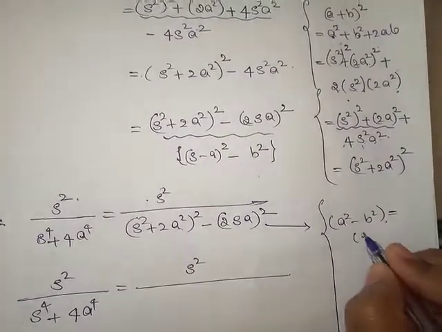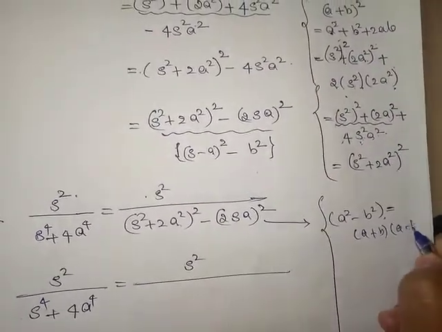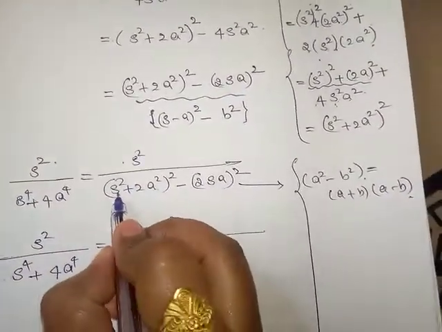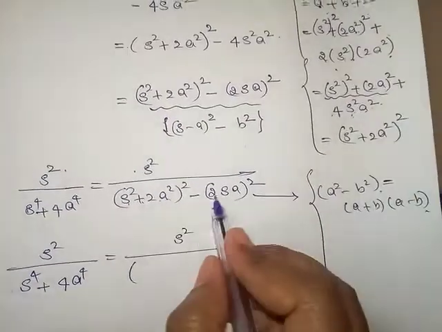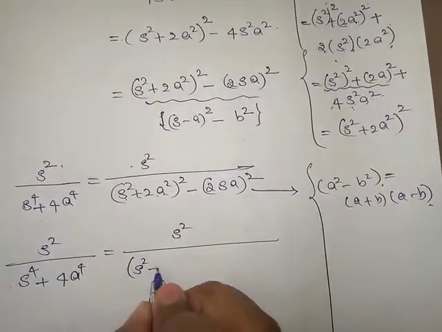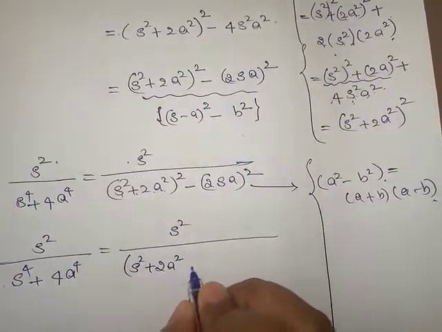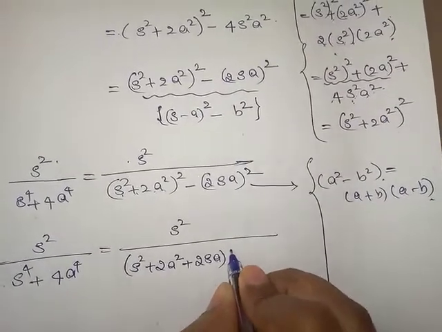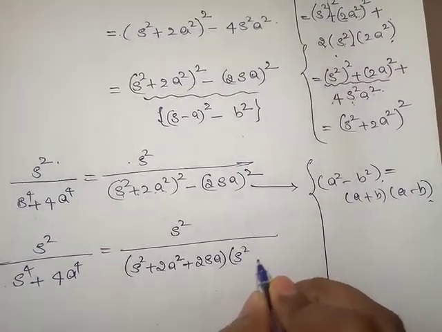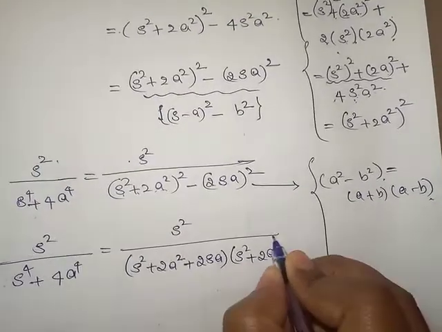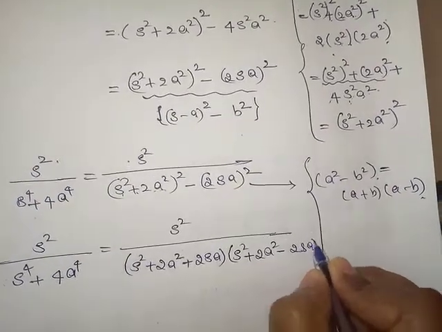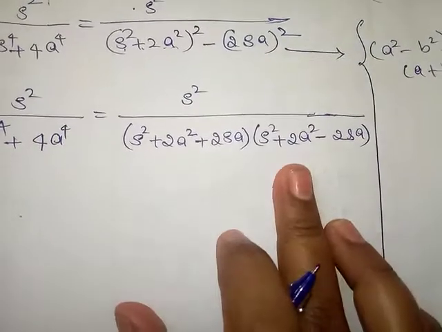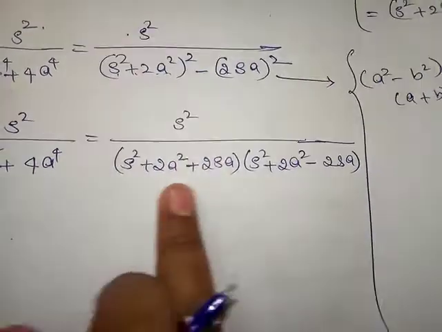We know that a square minus b square is a plus b into a minus b. Here the a value is s square plus 2a square and the b value is 2as, so it is s square plus 2a square plus 2sa, or 2as, into s square plus 2a square minus 2sa. Now the denominator work is over. Now we have to express the numerator in terms of this one.